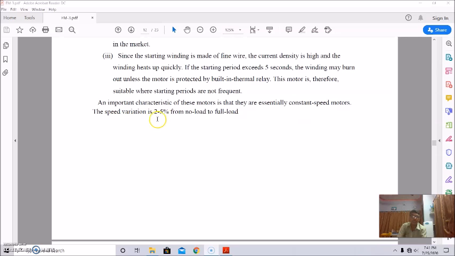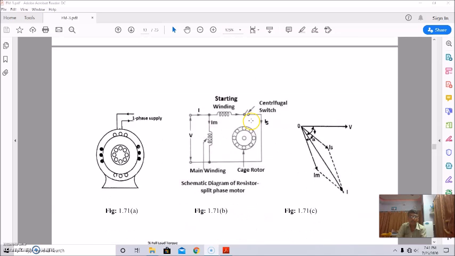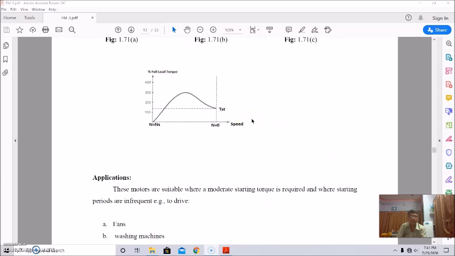The speed variation is about 2 to 5% from no load to full load. So this is the torque speed characteristics. This is the full load percentage of torque. This is the starting torque. This is at the synchronous speed, n equal to ns. This is n equal to zero speed. So this is the torque speed characteristics.